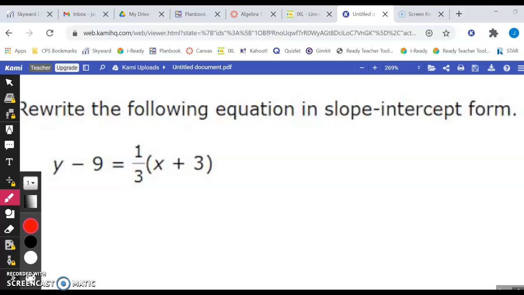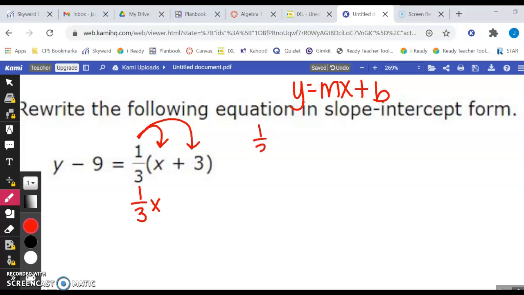Remember that slope-intercept form is y equals mx plus b. So we have to rearrange this equation so that it looks like that. What we're going to start with is distributing this 1/3. So I have to do 1/3 times x, which would be 1/3 x. And then I have to do 1/3 times 3.